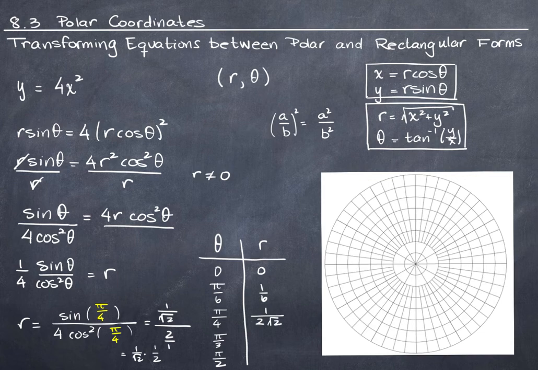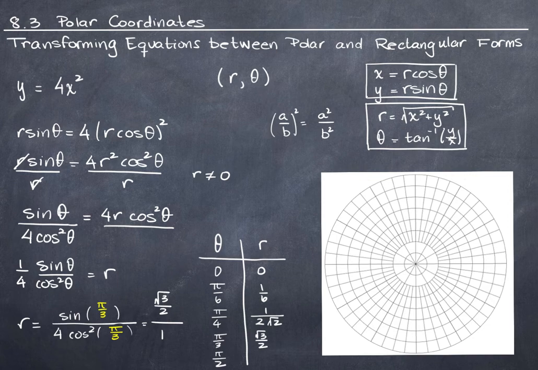All right, let's do pi over 3. When pi over 3 is my input value, I get, for the sine of pi over 3, the square root of 3 over 2. And the cosine of pi over 3, that's a half. But when I square it, I get a fourth. Then I multiply it by 4. 1/4 times 4 is 1. So my answer here is just the square root of 3 over 2.